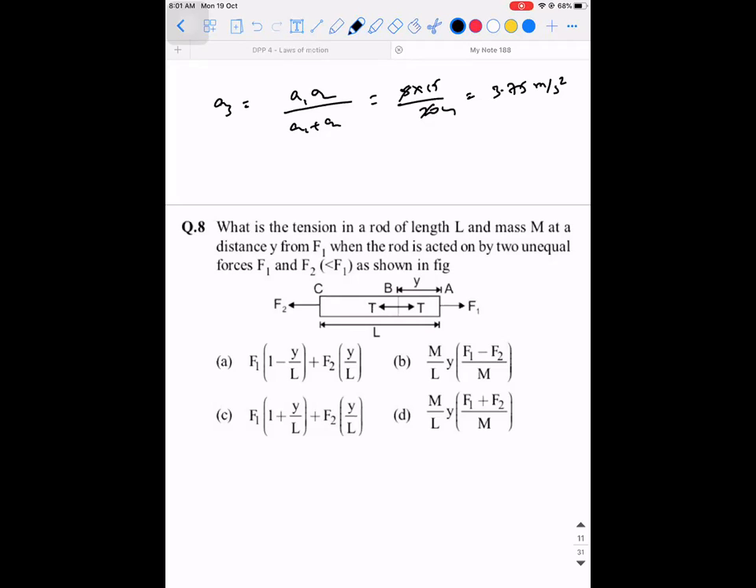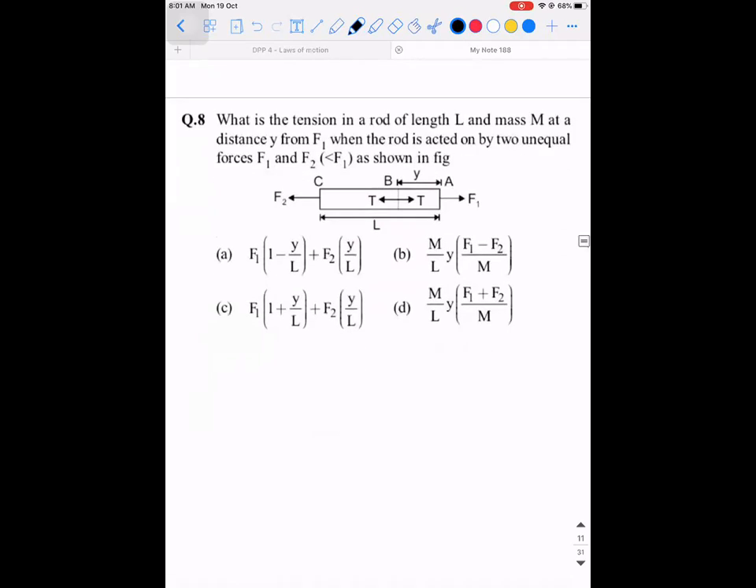What is the tension in a rod of length capital L and mass M at a distance y from F1 when the rod is acted upon by two unequal forces? When nothing is mentioned, I'm stressing this. If linear density is constant, so what do you mean by linear density being constant? Mass is constant? No. Mass will not be constant. It's not the mass being constant.